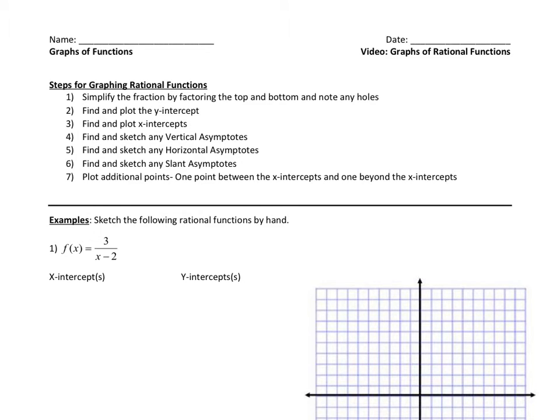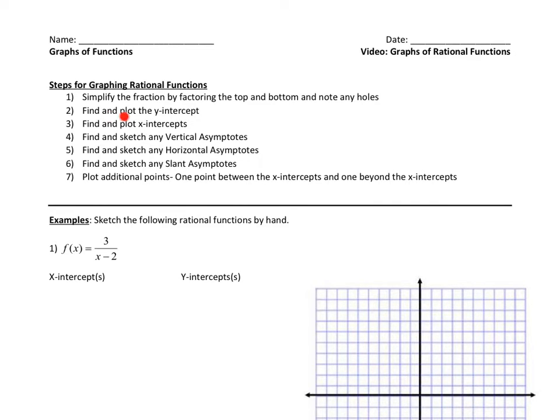Hi everyone, in today's lesson we're going to talk about graphing rational functions. Here are 7 steps for graphing rational functions. The first step and the 6th step we are not going to do yet, so just follow them, ignoring steps 1 and 6 for now.